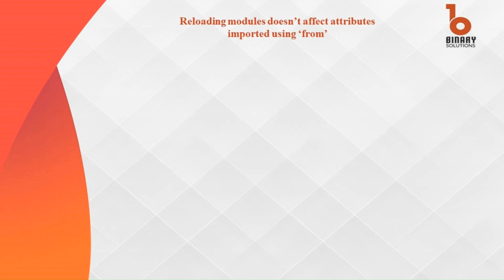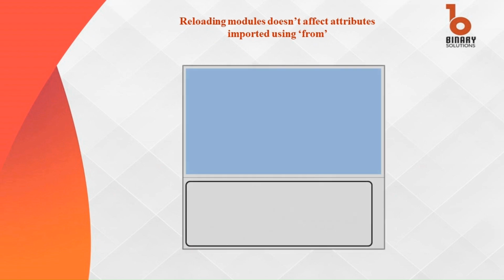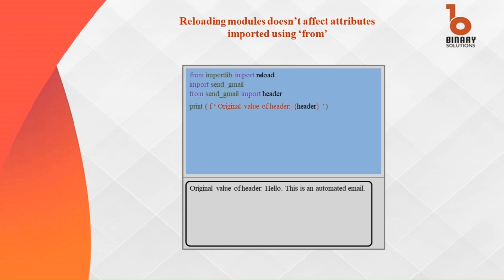This program demonstrates the behavior of Python's reload function from the importlib module, specifically highlighting how reloading a module affects attributes imported using from import. Initially, the sendgmail module is imported entirely, and its header attribute is separately imported using from sendgmail import header. When the program prints the header, it displays its original value: "Hello. This is an automated email."